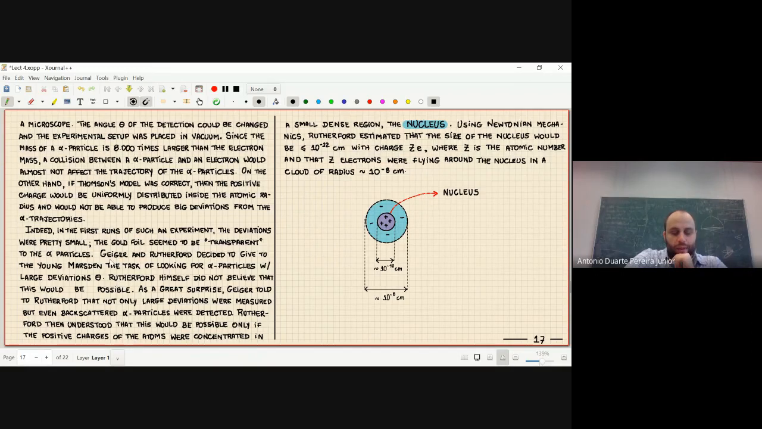However, Marsden was a young researcher. Sorry, there is a question. What is the importance of the angle? You're going to see. I'm going to explain that.